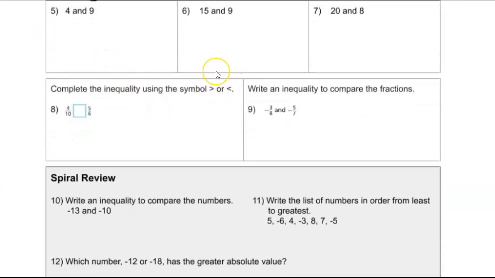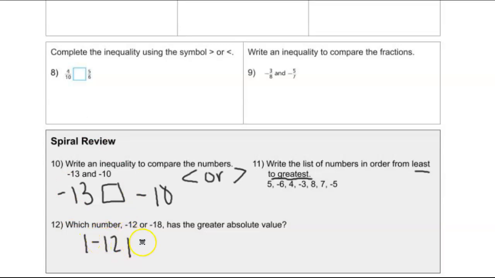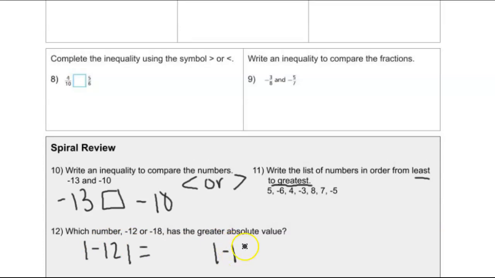8 and 9, you're writing an inequality with greater than or less than. And then we have our spiral review down here. Number 10, just like 8 and 9, you're going to write an inequality. So that means you're going to be doing negative 13 is what to negative 10. So less than or greater than. And number 11, least to greatest. There are 1, 2, 3, 4, 5, 6, 7 numbers there. And then which number, negative 12 or negative 18, has a greater absolute value? So we have the absolute value of negative 12, and then the absolute value of negative 18. And you are figuring which one is bigger.